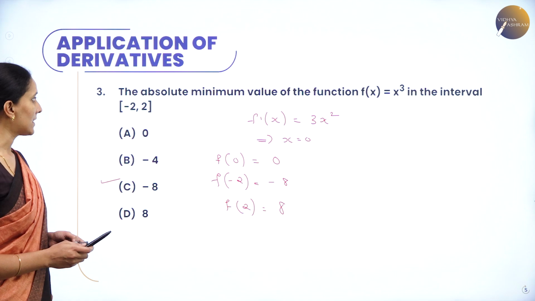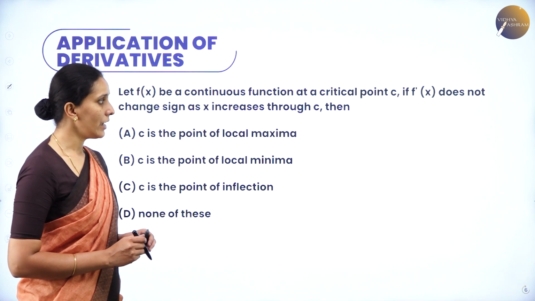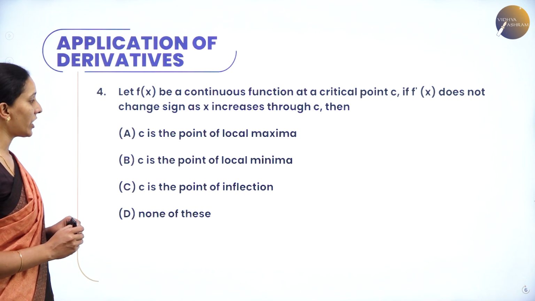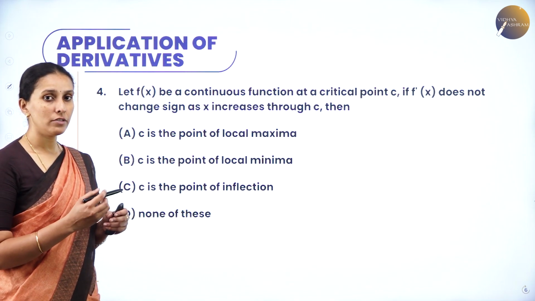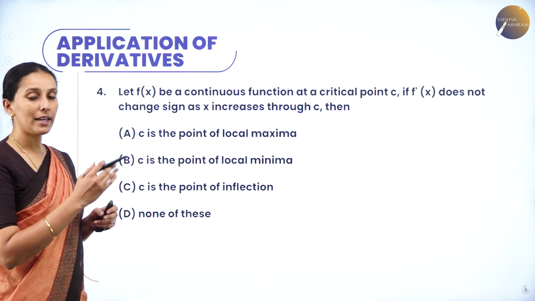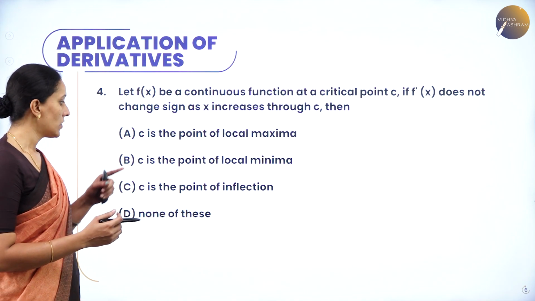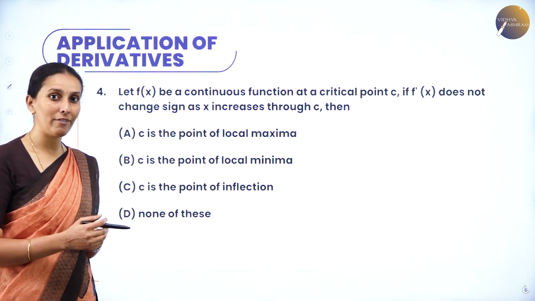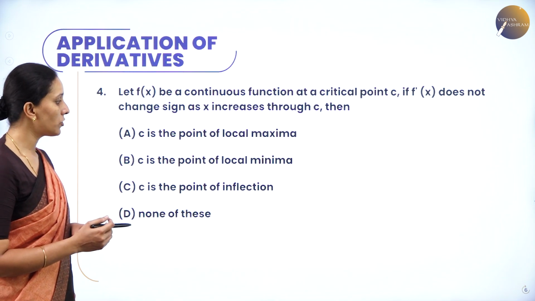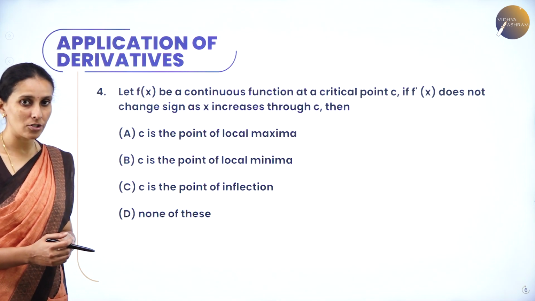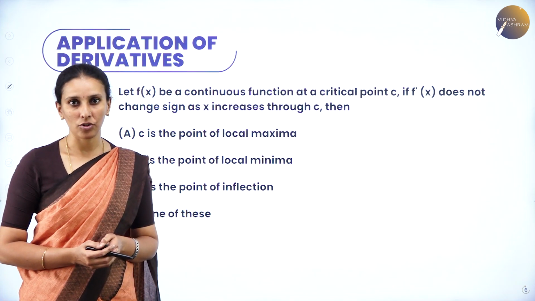Next. Let f of x be a continuous function at a critical point C. If f dash of x does not change sign as x increases through C, here we have observed the function y is equal to x cube curve. So it's an increasing curve and it is not changing as the value of x increases. So then we say that it is a point of inflection. Here the options are given as point of local maxima, point of local minima, point of inflection, and none of these. So the correct option is C, the point of inflection.